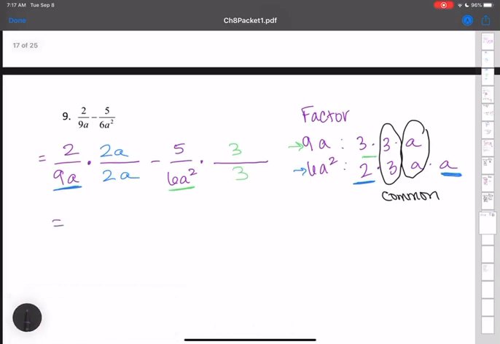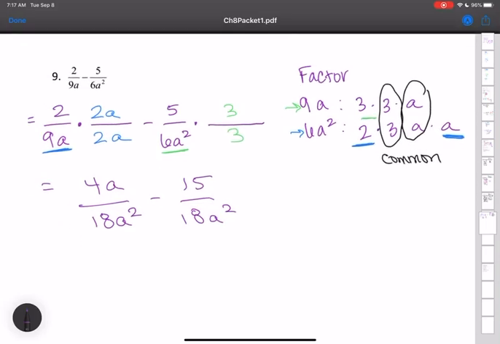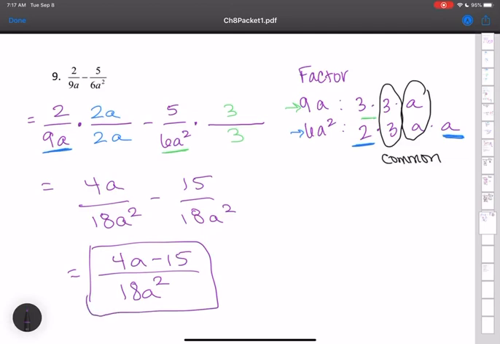In my first one, I now have 4a over 9 times 2 is 18. a times a is a squared. Minus 5 times 3 is 15. Over 6 times 3 is 18. And we have that a squared. I have a common denominator, so I can combine 4a minus 15. And there's nothing that I can factor, so I'm done with that one.